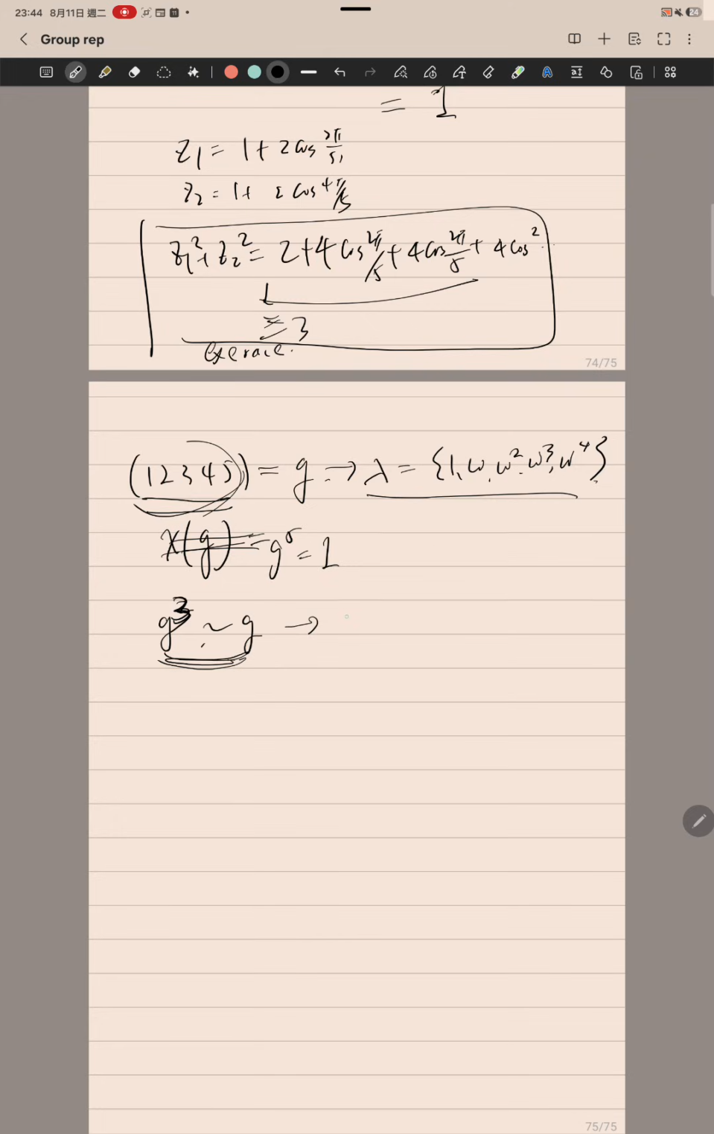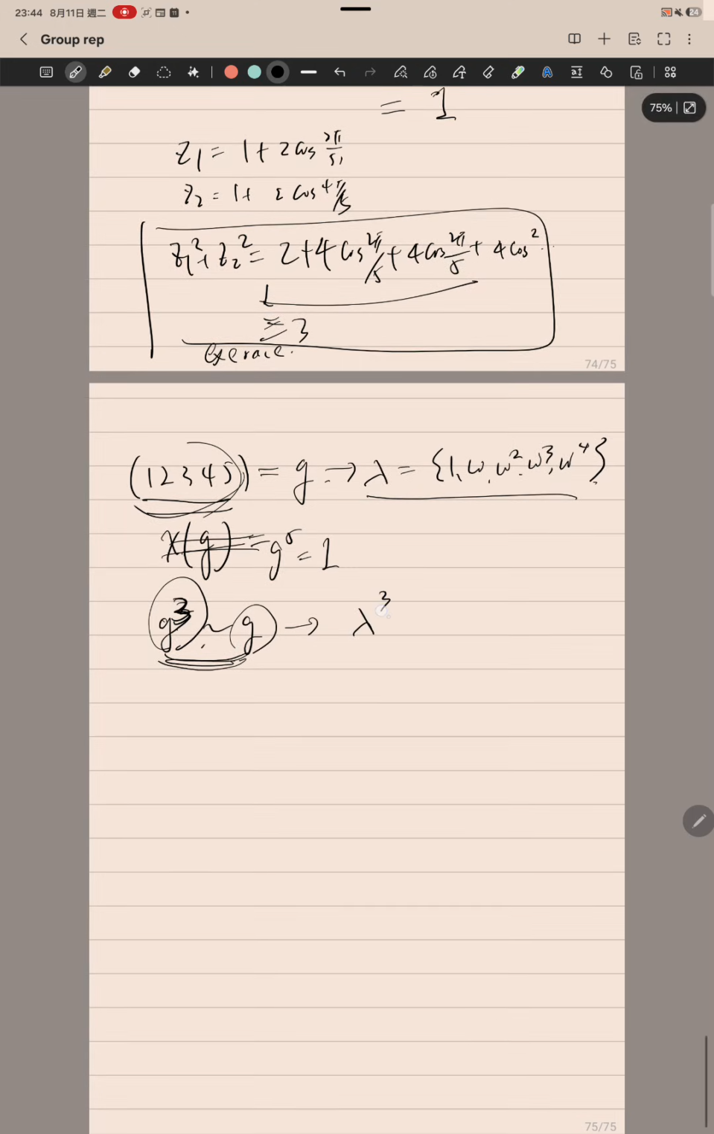So that means that the eigenvalue of G cube will be the same as G. Well, the eigenvalue of G cube is basically the cube of every eigenvalue. So the eigenvalues of G cube will be the same as the eigenvalues of G, but with each eigenvalue cubed. Right, so the eigenvalues will be, let's say, 1, omega cube, omega 4, omega squared. Right, so you can see it must be a permutation.